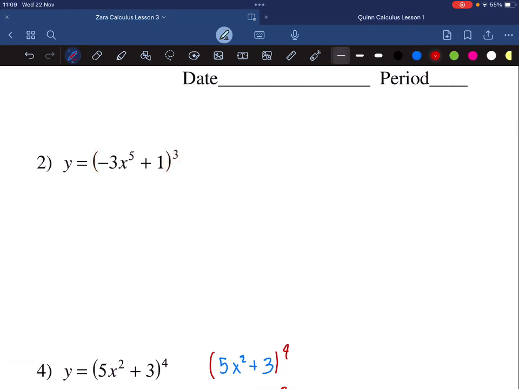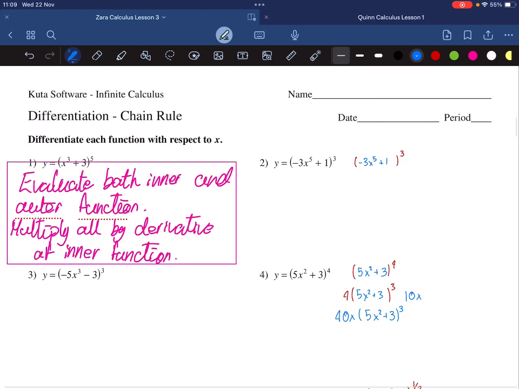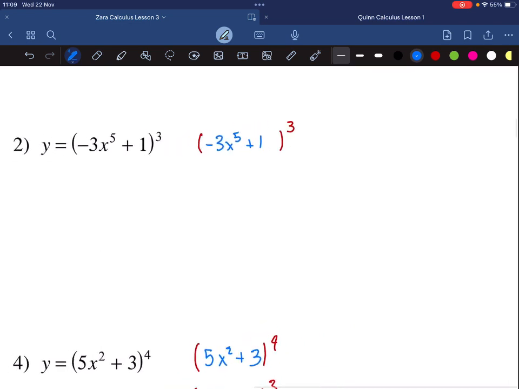So we can rewrite this as whatever's on the inside cubed, and then the inside is -3x to the 5 plus 1. So as that box says, we're going to evaluate both the inner and the outer function, and then multiply everything by the derivative of the inner function. So first of all, we're going to find the derivative of the brackets.